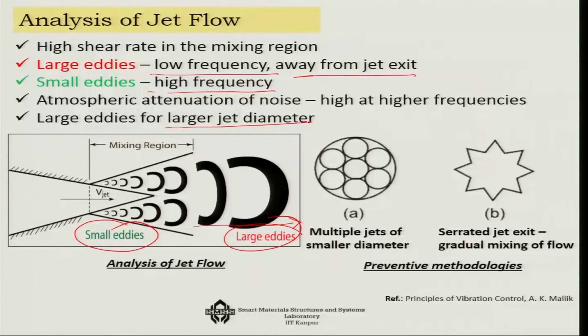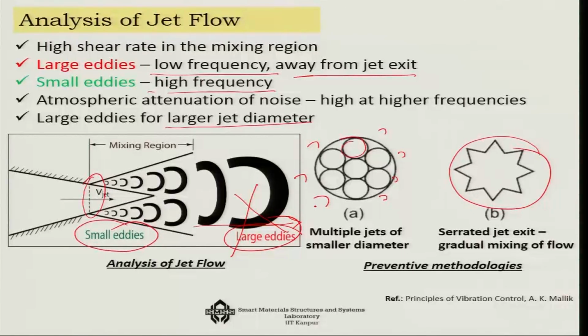So, the challenge is: if you can stop the generation of these larger eddies, how can we do it? Well, if you look at this exhaust, instead of having a single exhaust, if you can have this kind of small exhausts, or a serrated exhaust, then you will not see this expansion of larger eddies, but you will see a lot of smaller eddies. And as I have already told you, smaller eddies have high frequencies, so they get attenuated very easily.